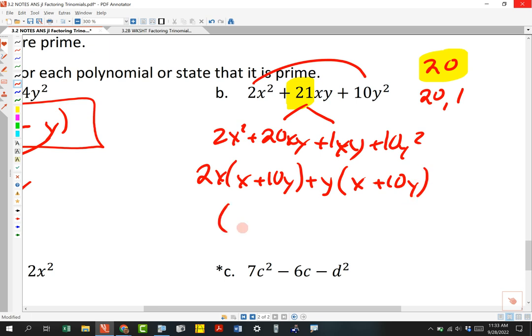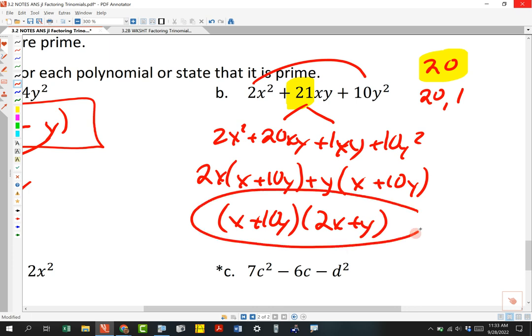And there's that common factor that Mason was asking about. We've got a 10y and an x plus 10y in both of them. So I've got a 2x plus y in the other one. Circle that and we're all set to go. Any questions?